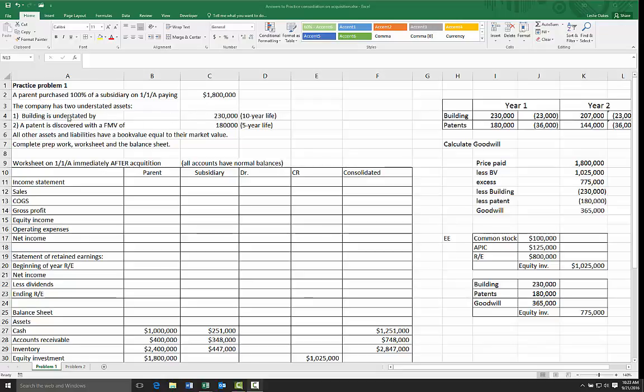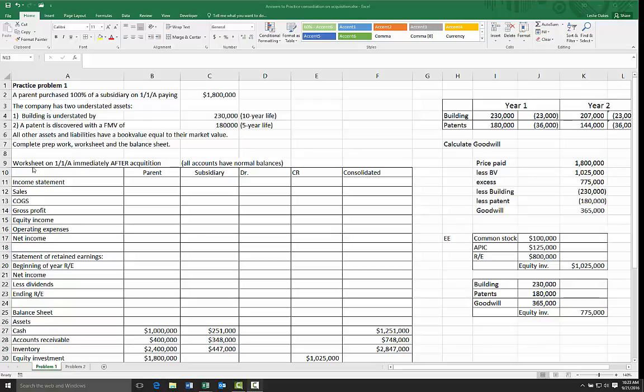And the company has also discovered that the sub has two understated assets. A building that, comparing book value to fair market value, is understated by $230,000. That's got a 10-year life, and a patent that isn't on the books but has a fair market value of $180,000 and a 5-year life. It goes on to say all the other assets and liabilities have a book value equal to their market value, and then asks us to prepare the worksheet and the balance sheet.